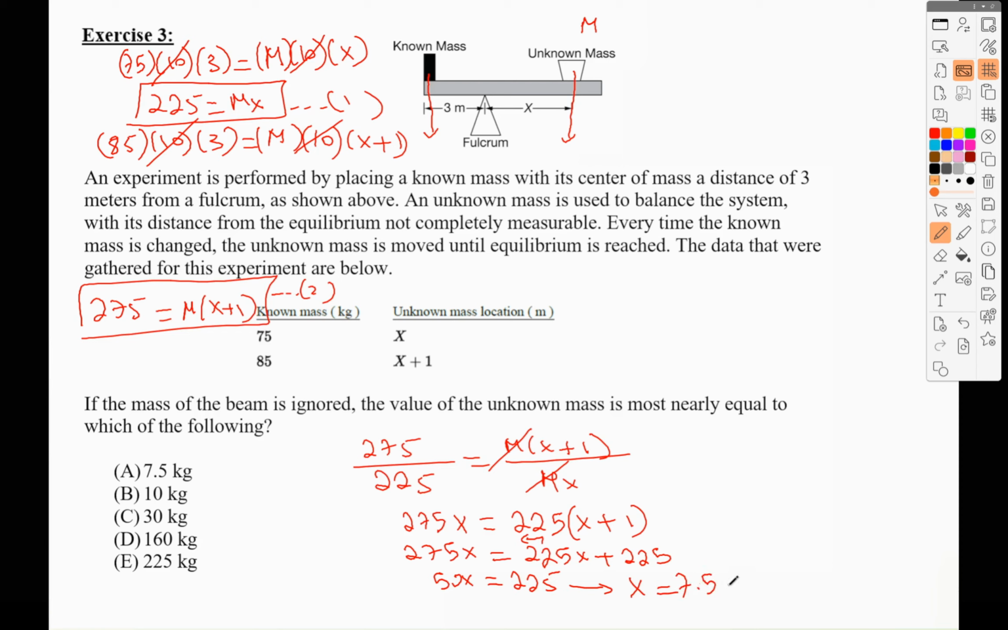and the unit of X would be meters. But notice that we're not interested in determining the value of X, we need the value of M. So now we can refer to this equation. M is given by 225 divided by X, which is 7.5. Plugging that expression on the calculator, we will get that the mass is 30 kg, which makes C the correct answer.